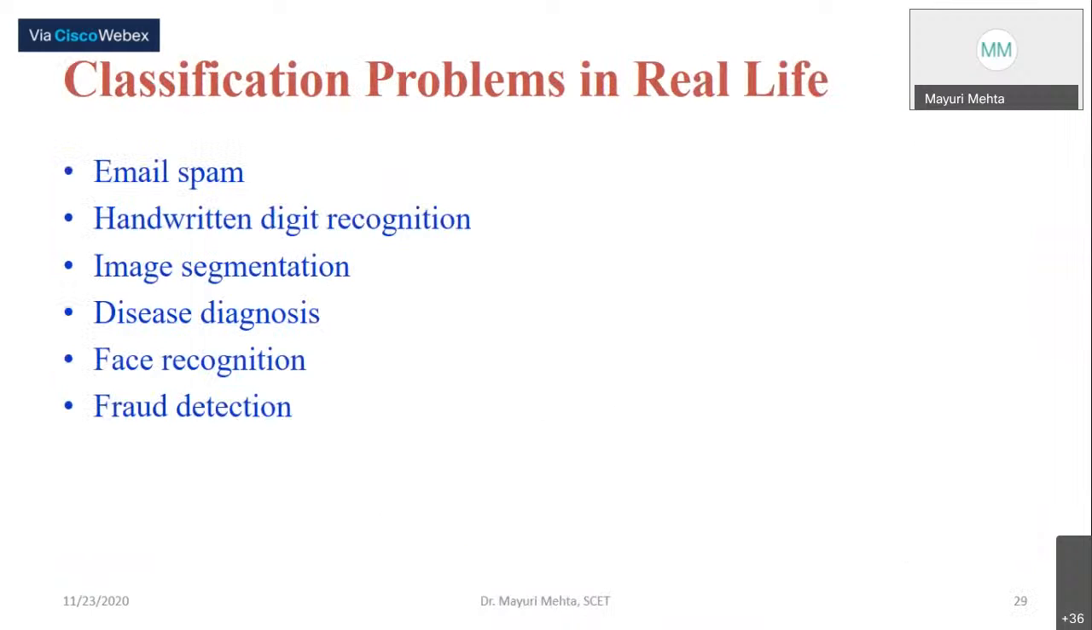These are real life classification problems which have been solved using these algorithms. This was already discussed twice, so I am not repeating it. This is also discussed: handwritten digit recognition. In digit recognition, the goal is to identify images of single digits 0 to 9 correctly. Okay, this is new: image segmentation.